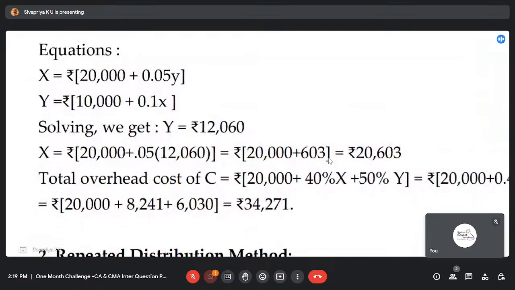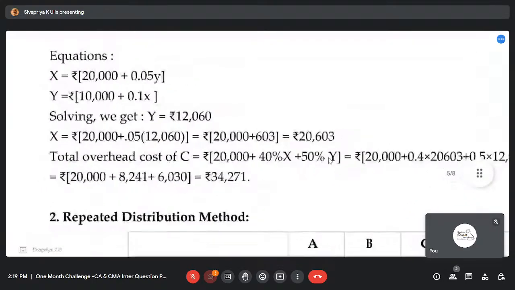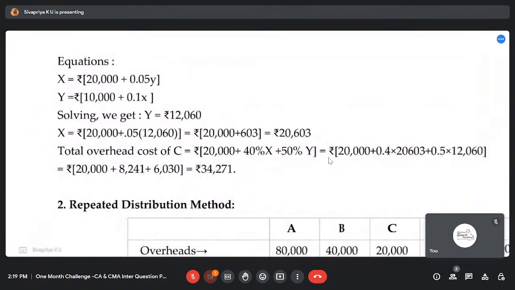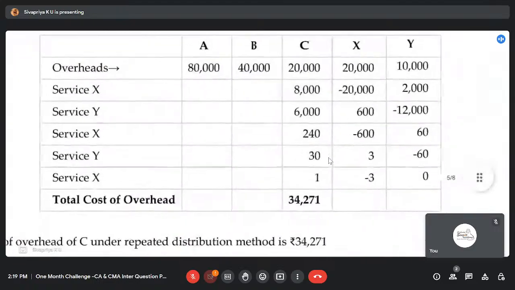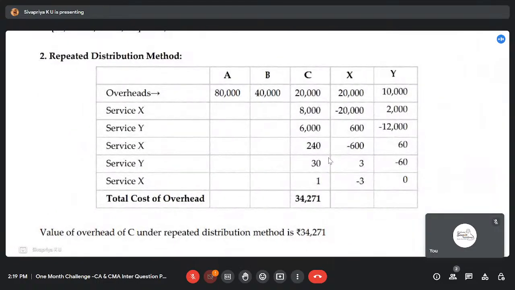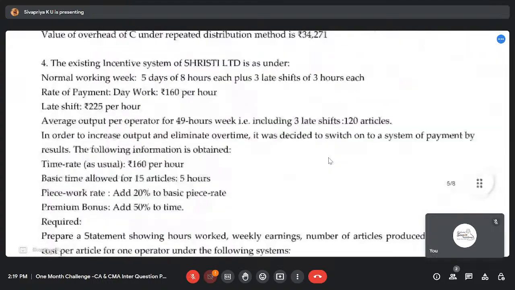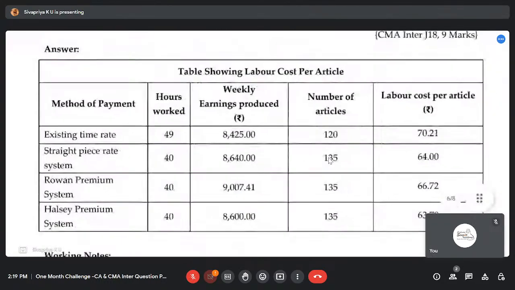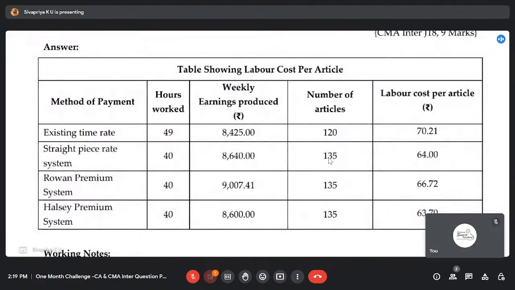For X it is 20,603. For Y it is 34,271. Under the repeated distribution method, this is the solution: 34,271. Question number 4. So this is the answer for question number 4.